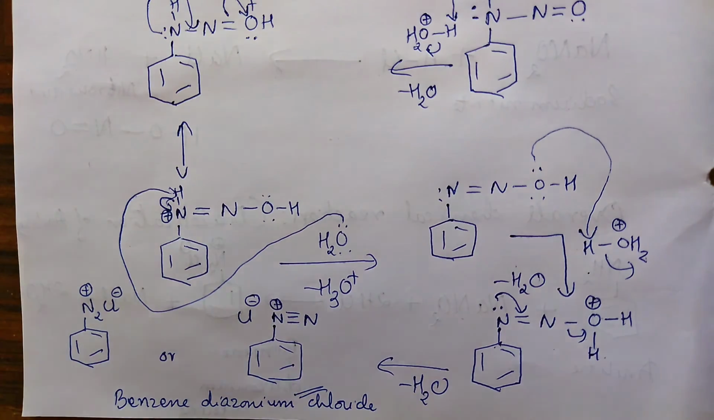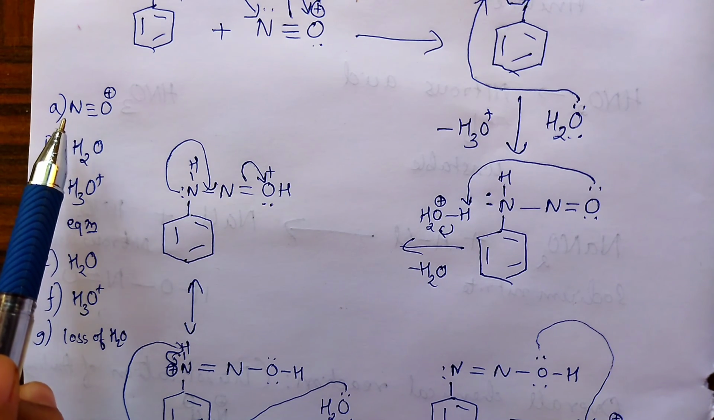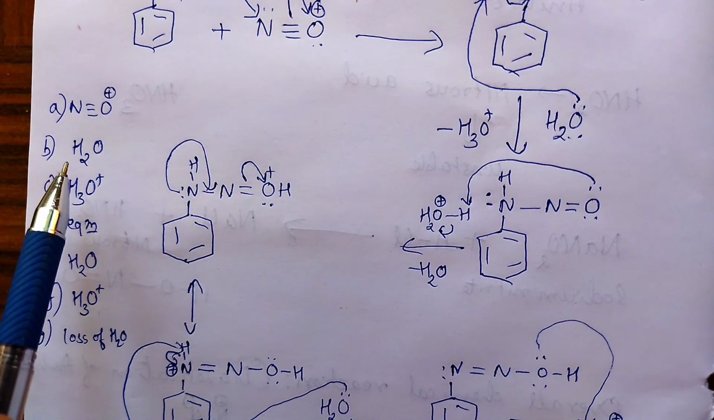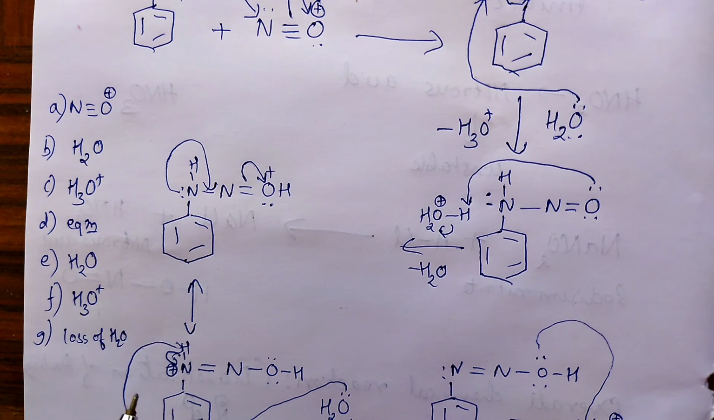So if I should summarize the third step, you can remember it in this fashion. In the first step, attack of nitrosonium ion, then attack of water followed by hydronium ion. In the next step, 2 equilibrium structures. Again comes water, then hydronium ion. In the final step, loss of water and the final product is obtained. You can remember it in this fashion: water, hydronium ion, water, hydronium ion, like that.